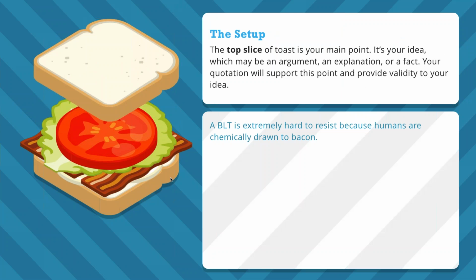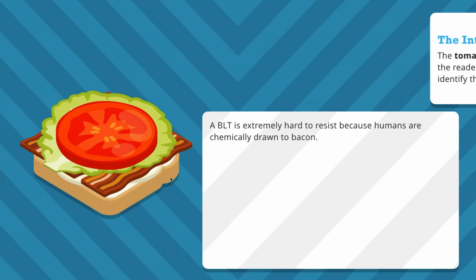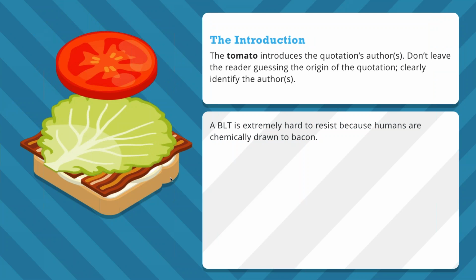Okay, so in this case, the point we're trying to develop is that a BLT is extremely hard to resist because humans are chemically drawn to bacon. We'll see if the research supports this argument. So after you have identified the point you're trying to make, you need to introduce the research. So this is basically the tomato of your BLT. All right, the tomato introduces the author of the quotation or the paraphrase or the summary.